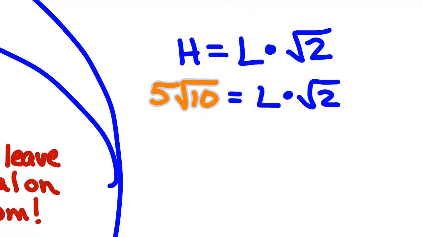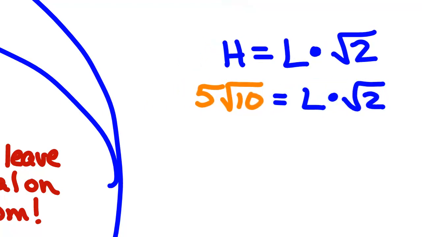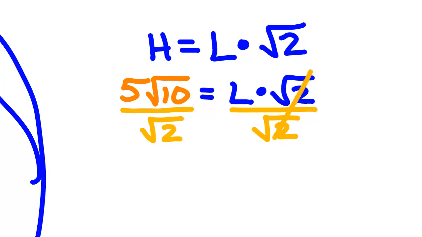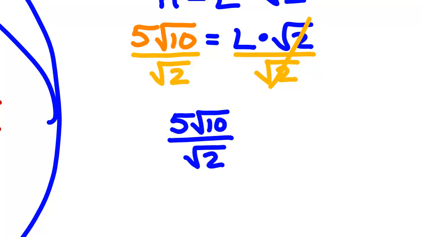I want to get the L all by itself. So what do I need to do to isolate L? We're going to divide. What are we dividing by? Not just 2. Square root of 2. We're going to divide both sides by the square root of 2. On the right, that's going to cancel. On the left, I have 5 square root of 10 divided by square root of 2 equals L.